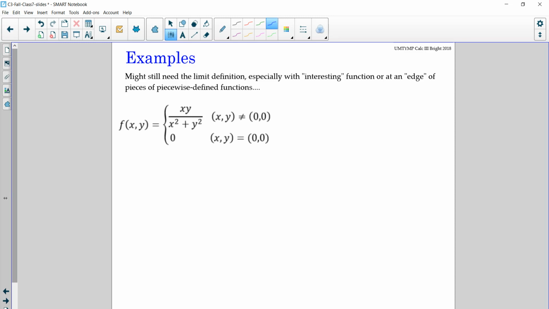All right, so here we have a piecewise defined function, and you might have already guessed, but I want to look at the derivative at 0.